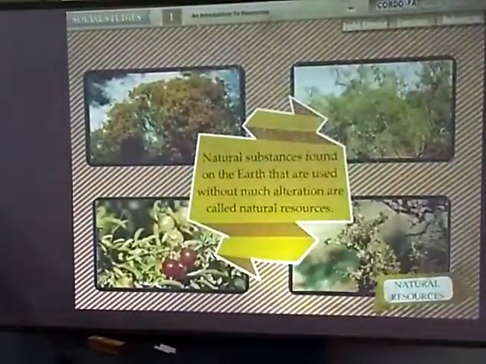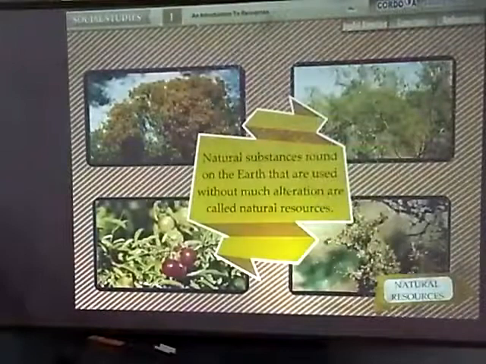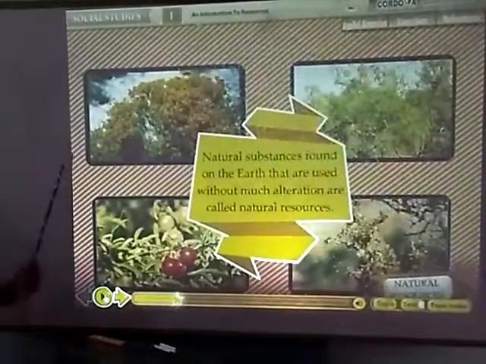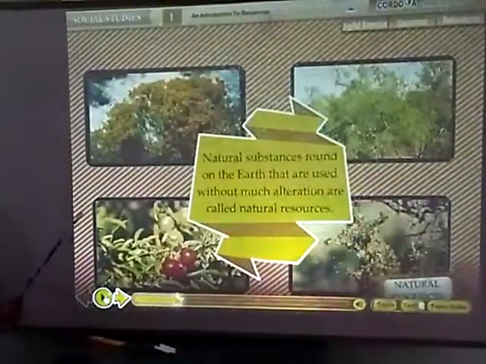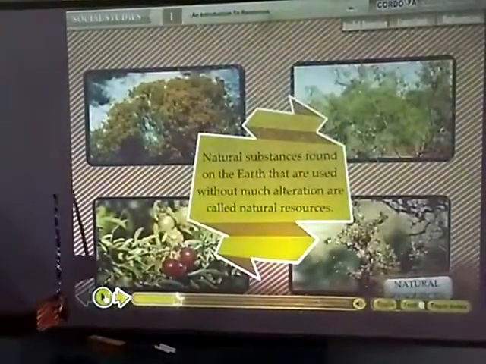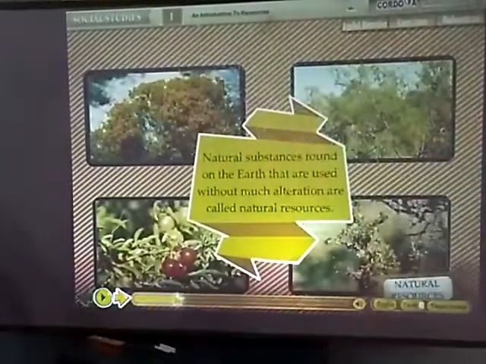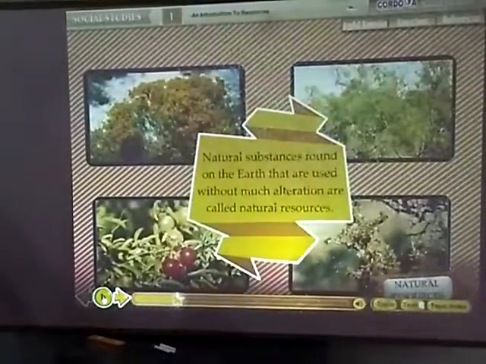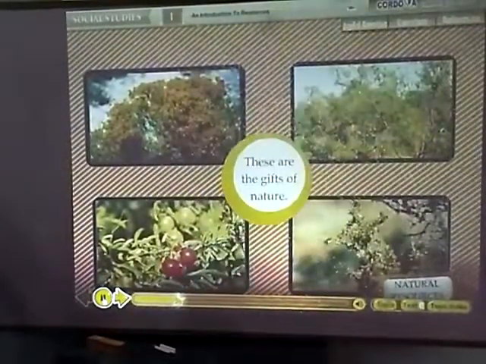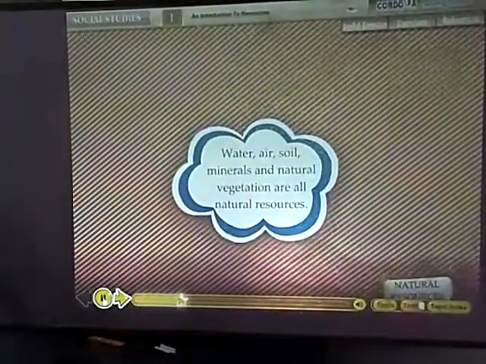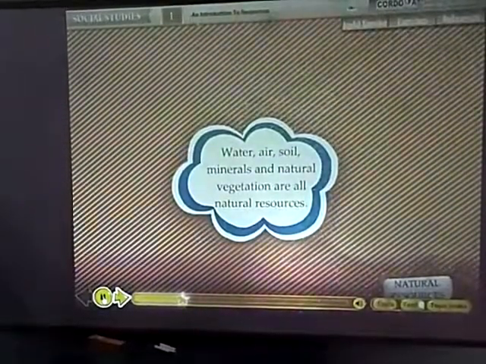Natural resources. Natural substances found on the earth that are used without much alteration are called natural resources, like forest, flowers, land, sun, air, water. These are gifts of nature. Water, air, soil, minerals, and natural vegetation are all natural resources.